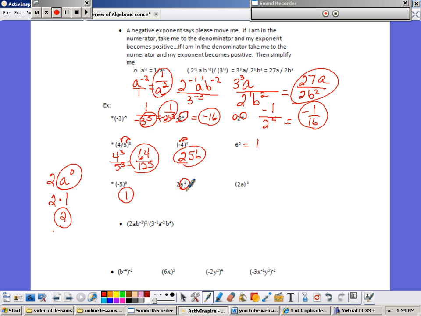A has a negative exponent, so a squared is going down. 2 does not. It's staying up. This gets handed in. 2 to the negative 3, a to the negative 3. The 2 to the third goes down, a to the third goes down, 1 stays up. 1 over 8, a to the third.